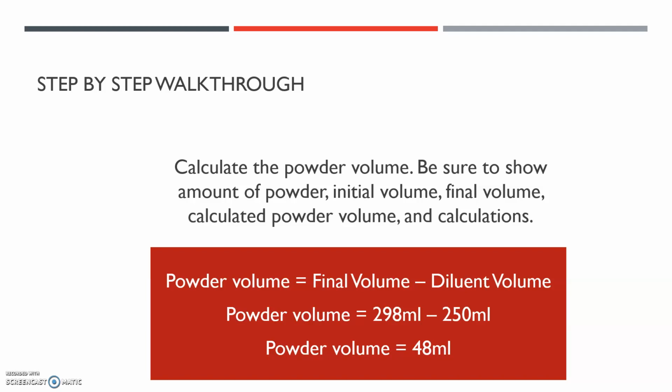When we subtract the two of these, we get a resulting powder volume of 48 mLs. So in conclusion, 1/3 of a cup of dry powdered milk is the same as 48 mLs.